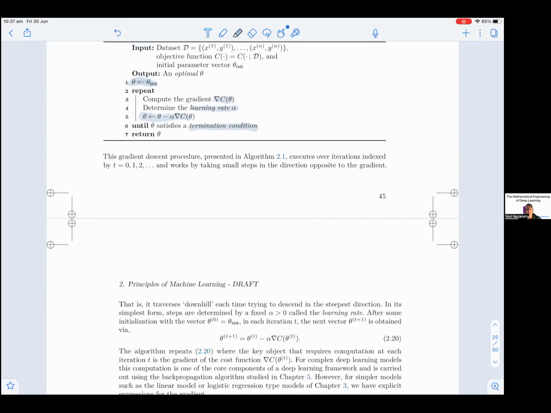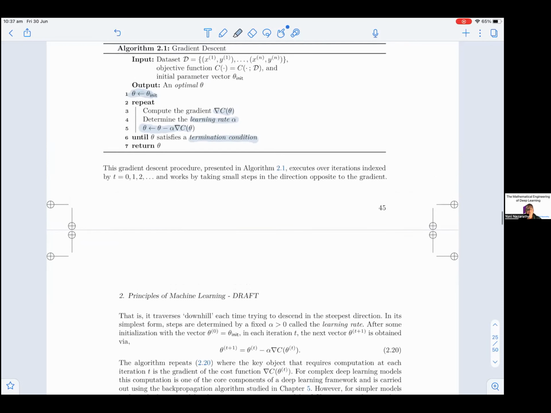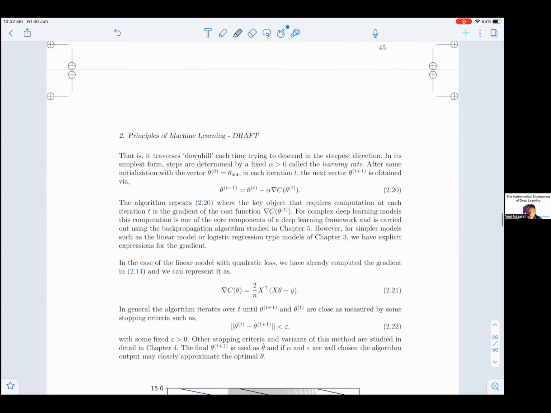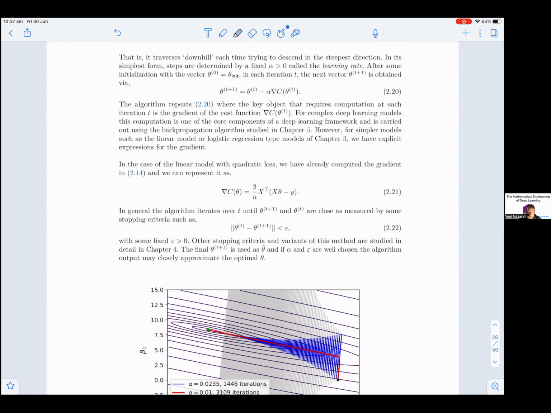The gradient descent procedure presented in Algorithm 2.1 executes over iterations indexed by t equals 0, 1, 2, and so on. So t is the iteration index, and it works by taking small steps in the direction opposite the gradient. That is, it moves downhill each time, trying to descend in the steepest direction. In its simplest form, steps are determined by a fixed alpha greater than 0, called the learning rate. After some initialization with the initial vector theta 0 equals theta init, in each iteration t, the next vector theta t plus 1 is obtained via theta t plus 1 is theta t minus the learning rate alpha multiplied by the gradient evaluated at theta t.